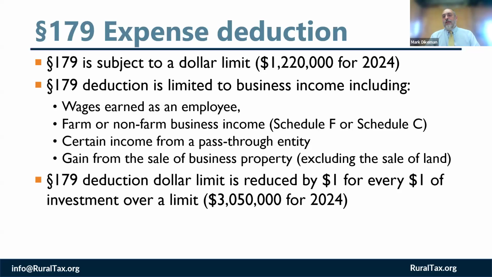The second limit that we need to worry about with Section 179 expense deduction is that the deduction itself is limited to business income. So wages that I earn as an employee, my farm or ag income, or I might have a non-farm business that files a Schedule C. That income is considered business income. If I'm a shareholder or a partner in a pass-through entity, then certain income coming from that entity can be considered business income. And then finally, gain from the sale of business property, which is typically reported on Form 4797, can be considered business income. The total of all those items is the maximum that I can take in Section 179 expense deduction.